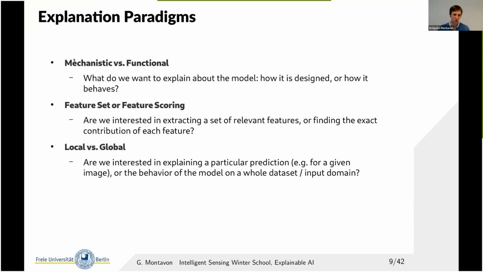That's one possible distinction. Another one is between extracting a set of features which are relevant for the task or scoring different features. So this is one possibility. And lastly, local versus global. Basically, whether we are interested in explaining a particular prediction, for example, the prediction of a given image into some class, or if we would like to understand the behavior of the model as a whole, for example, on a whole data set or a whole input domain.